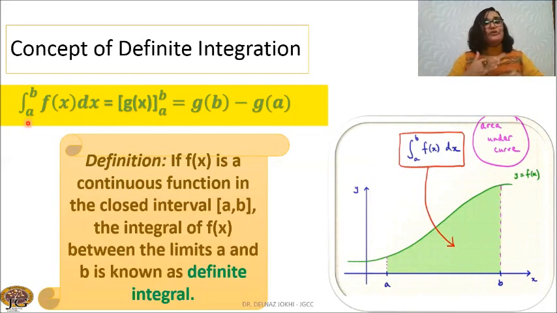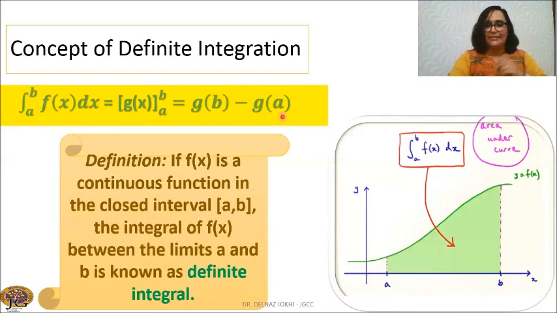So whenever you talk about definite integration, you have to write down the interval. a, the smaller number, is down. b, the bigger number, is up. And same way, when you get the integral, you just put a bracket and write down your range. What was your range? a to b is equal to g(b) minus g(a).